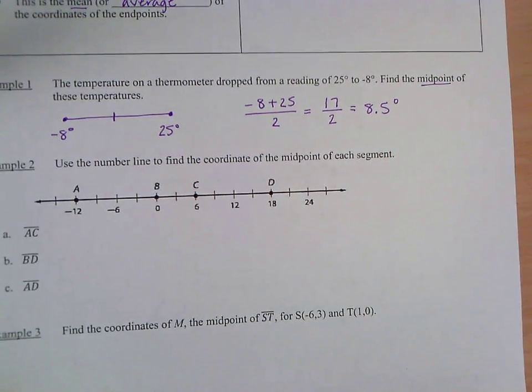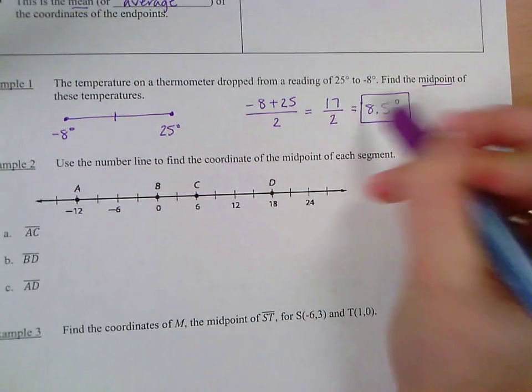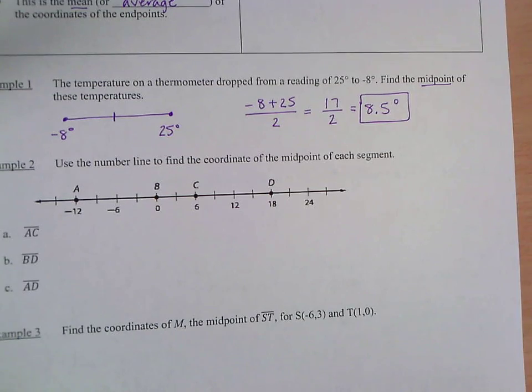So it would be 8.5 and then degrees, since those numbers were labeled in degrees. Okay, so another word for average, it could be referred to as the midpoint, but it's asking you for the average.